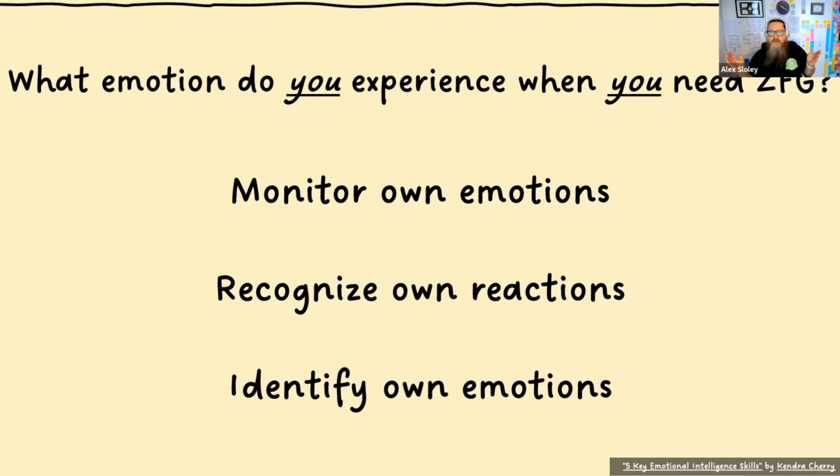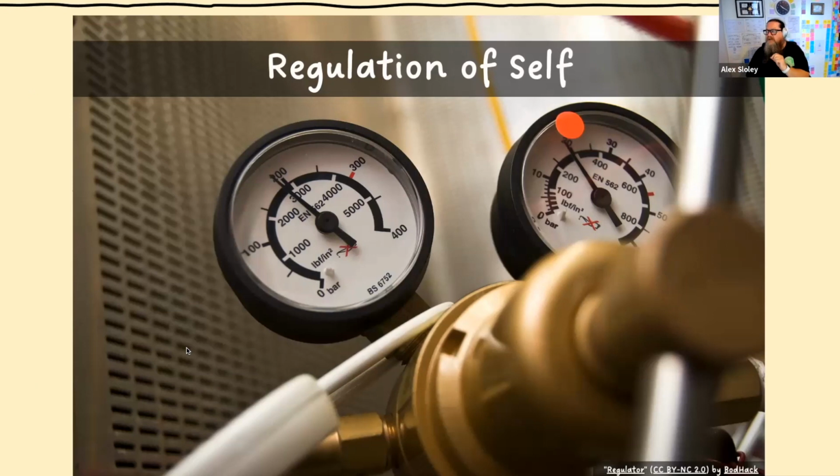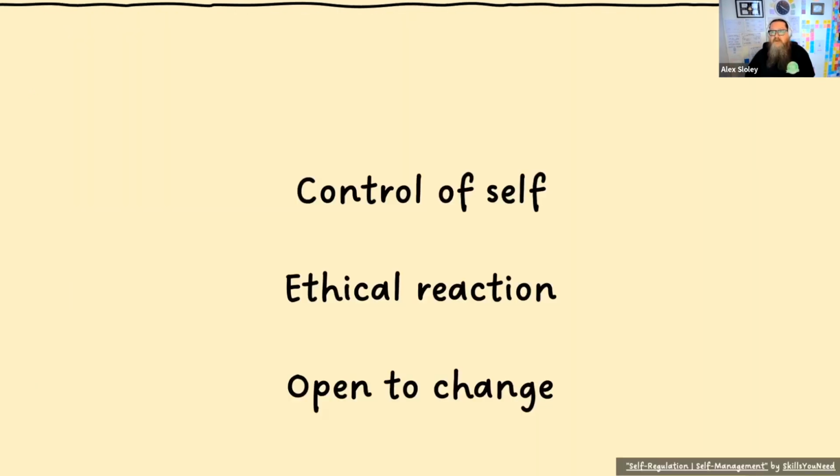Now you may be wondering, well, why do I need to be aware of my emotional state, right? It's because to achieve ZFG, you need to be able to regulate yourself. Once you can figure out and monitor and understand your physiological reactions to emotions, you can start to regulate them. That means control of yourself, right? That means you're still feeling the emotions, but you're controlling yourself so you're not having an emotional physical reaction.